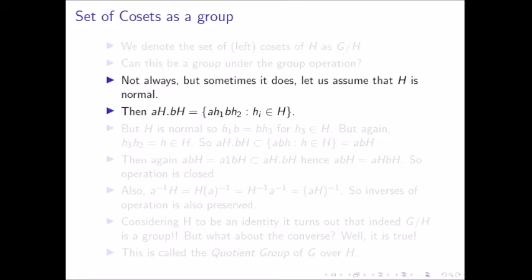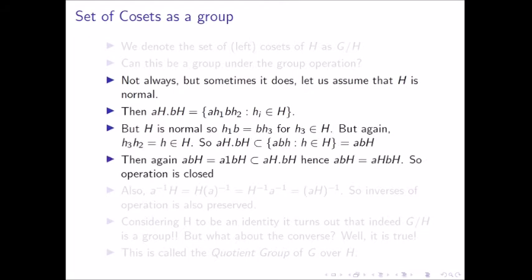Let us assume that H is normal and proceed. Then AHBH is basically this set, but H is normal, so H1B is equal to BH3. It turns out that B inverse H1B is an element of H because B inverse HB is equal to H as H is normal. So this B inverse H1B is an element of B inverse HB, and it's also an element of H by definition. Suppose that element is H3, so it turns out that H1B is equal to BH3 for some H3 element of H.